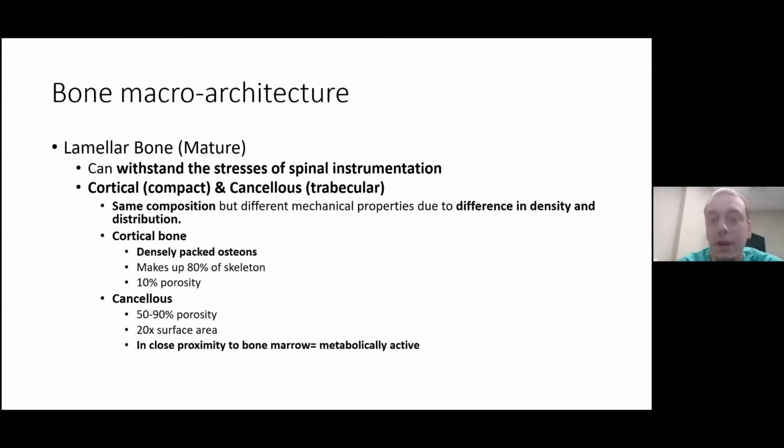Lamellar bone can be either cortical compact or cancellous trabecular. They're composed of the same cells, but they have different mechanical properties due to differences in their distribution and density. Cortical bone has densely packed osteons and composes the majority of the skeletal system. Cancellous bone, on the other hand, has 90% porosity. It has a large surface area and close proximity to the bone marrow, which is metabolically active.